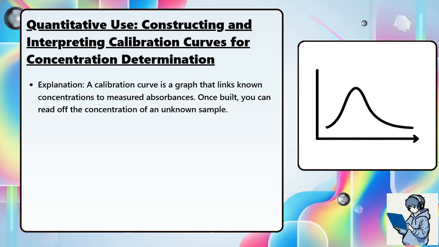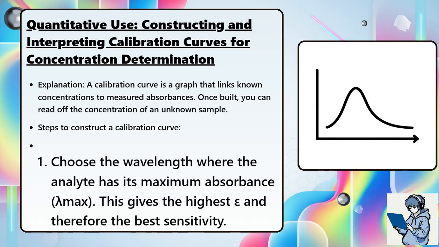Explanation: a calibration curve is a graph that links known concentrations to measured absorbances. Once built, you can read off the concentration of an unknown sample. Steps to construct a calibration curve: Number 1. Choose the wavelength where the analyte has its maximum absorbance, lambda max. This gives the highest epsilon and therefore the best sensitivity.